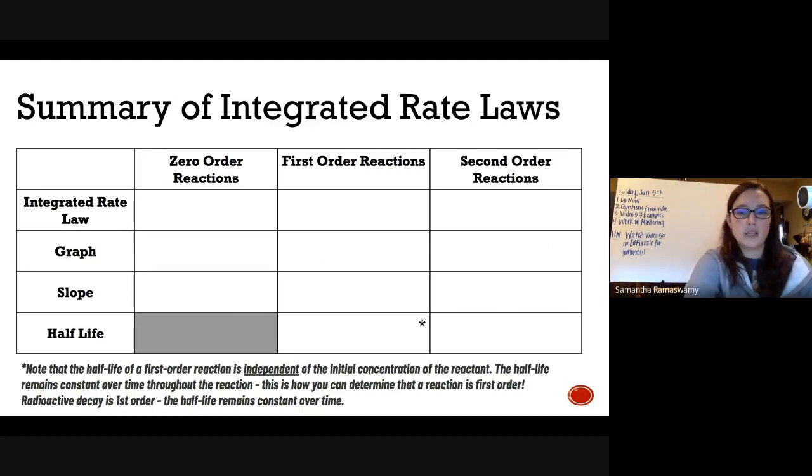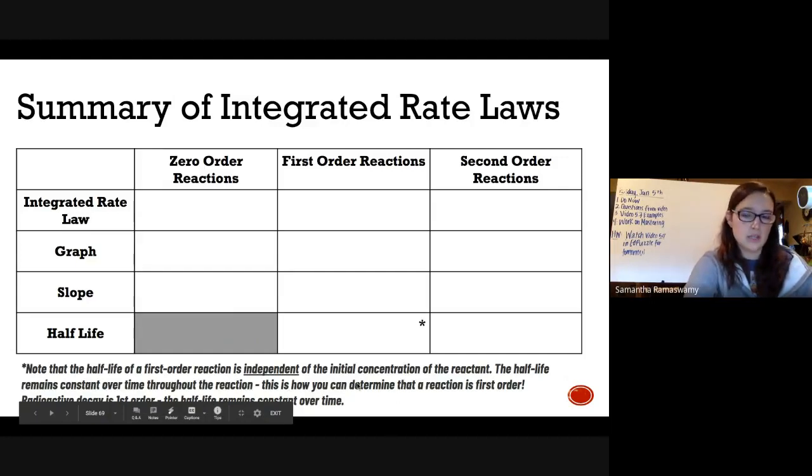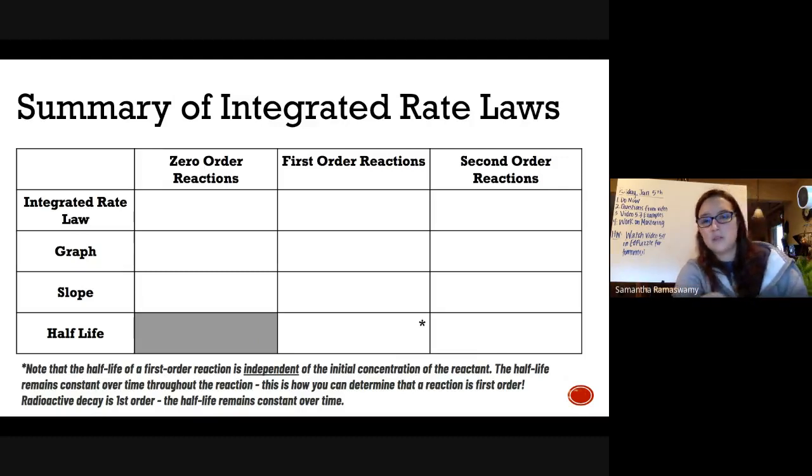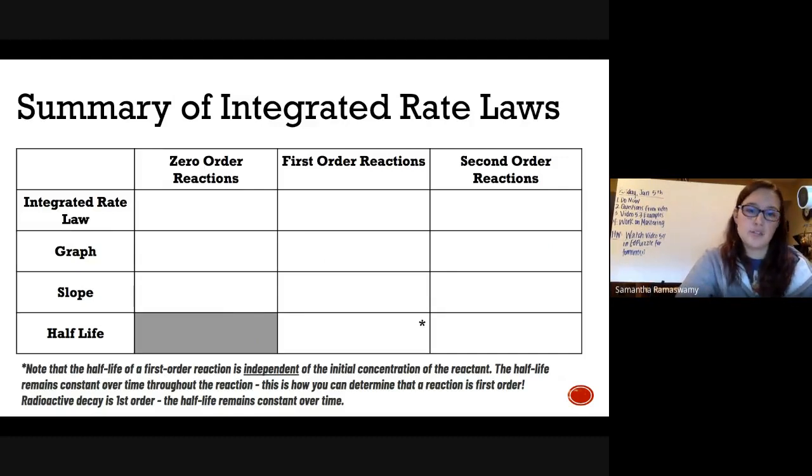And that's because, at the bottom of this slide, which is already in your notes, I typed this exact thing out, I just copied and pasted it right from your notes. The only reason that first order is so important is because it's independent of concentration. It doesn't matter what your concentration is, the half-life is constant. Unless you change temperature, half-life is constant. That's how you know that it's first order. And we'll talk more about that as we look at half-life.